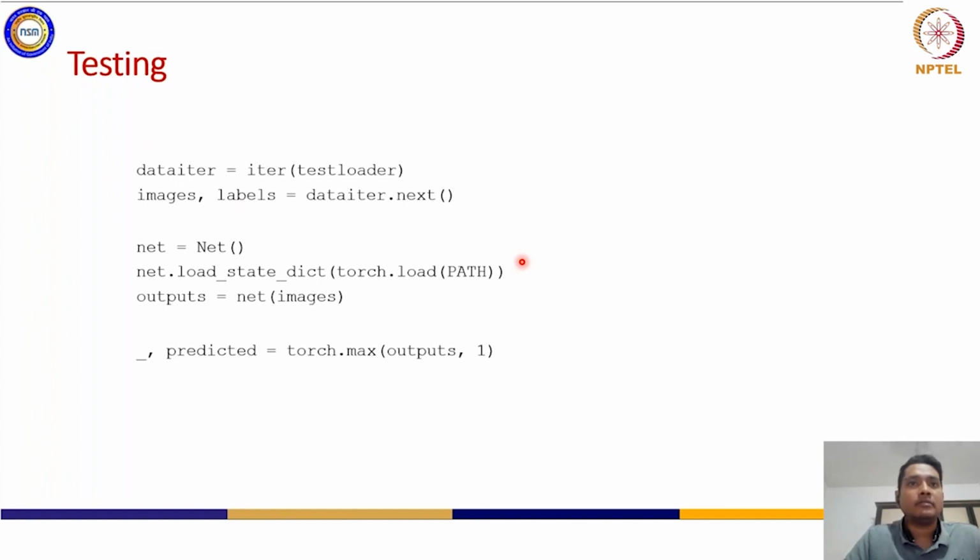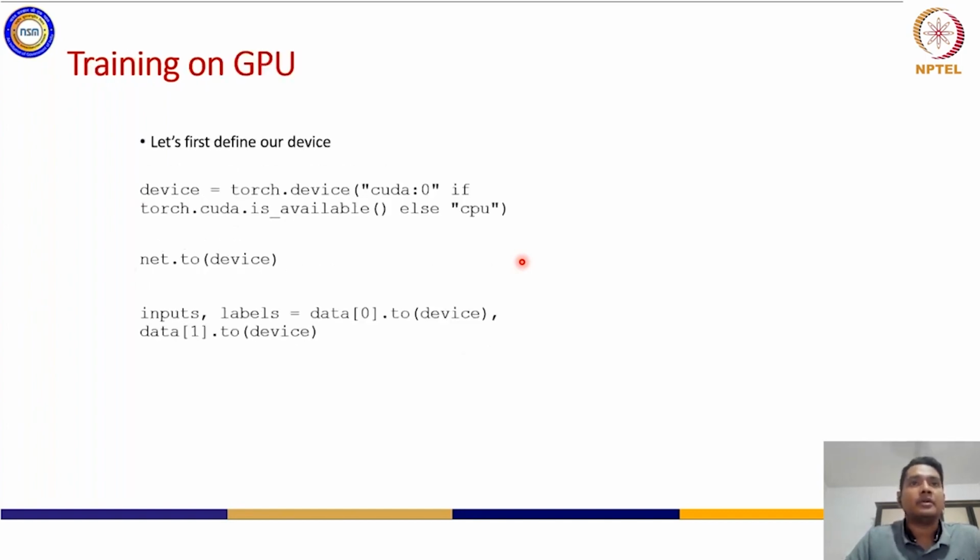So this is a very typical testing set environment, very simple to implement in PyTorch. Now we will see how to define our model, which will run for GPU and CPU both.